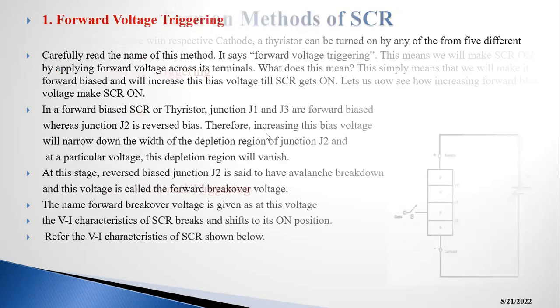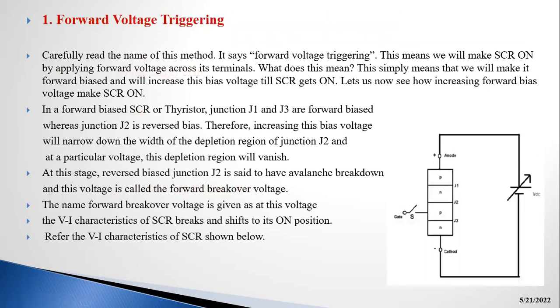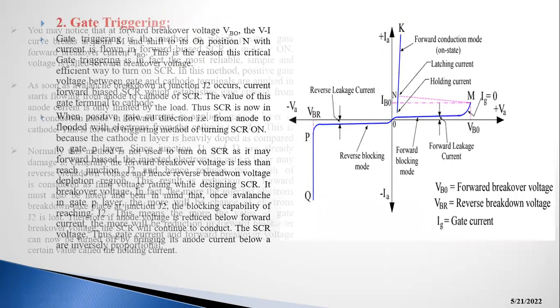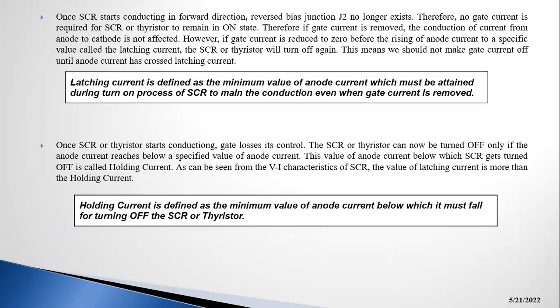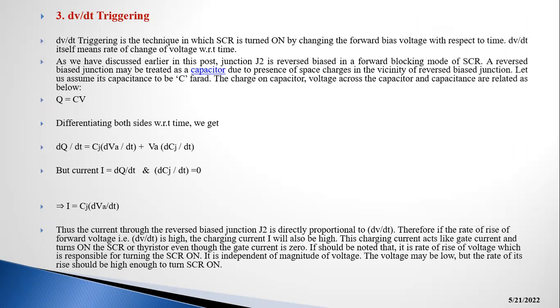In previous class, we have discussed the forward voltage triggering and gate triggering. Now we will discuss the next triggering method, that is the dV by dt triggering. dV by dt triggering is a technique in which SCR is turned on by changing the forward bias voltage with respect to time. And dV by dt itself means rate of change of voltage with respect to time.